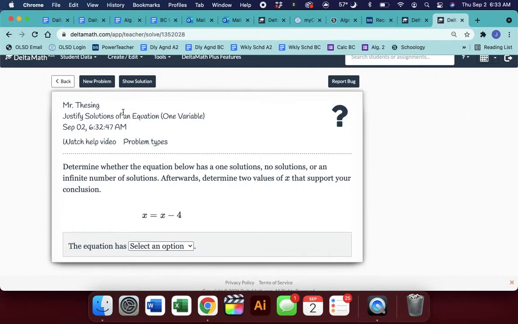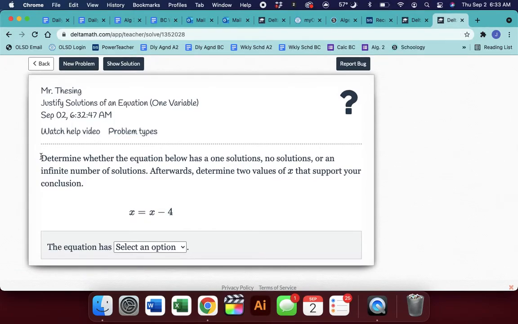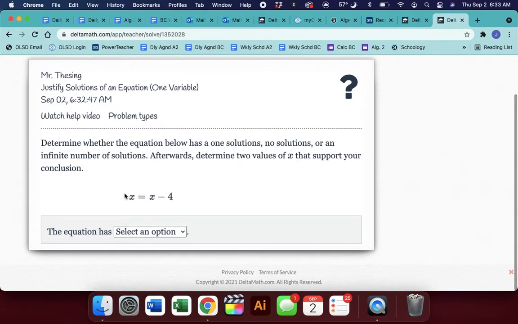So this one's called Justify Solutions of an Equation with One Variable. And the directions say to determine whether the equation below has one solution, no solutions, or an infinite number of solutions. Afterwards, determine two values of x that support your conclusion. So the equation here is saying that x is equal to x minus 4.